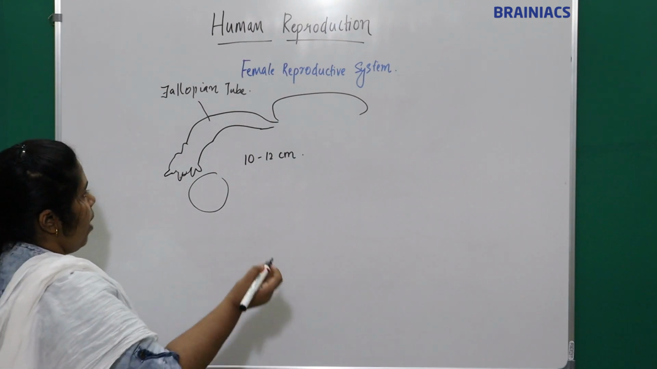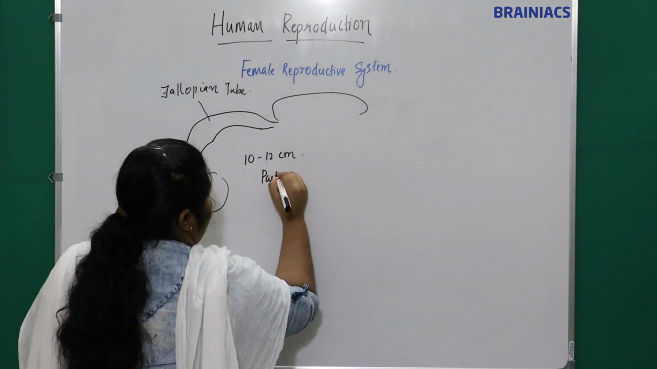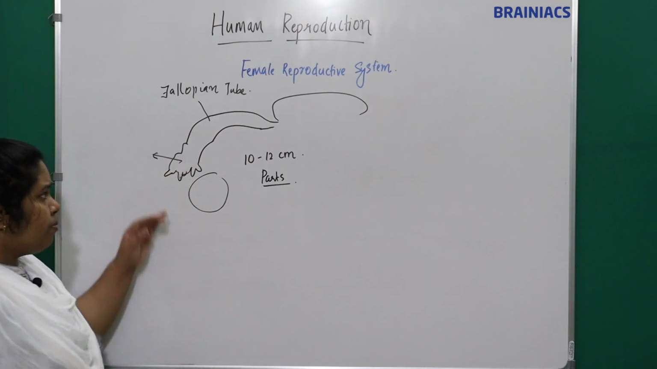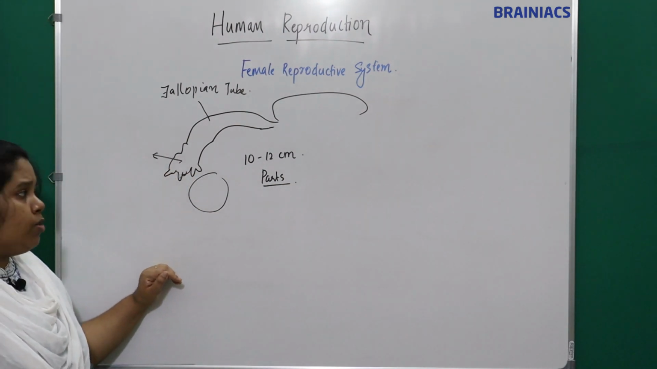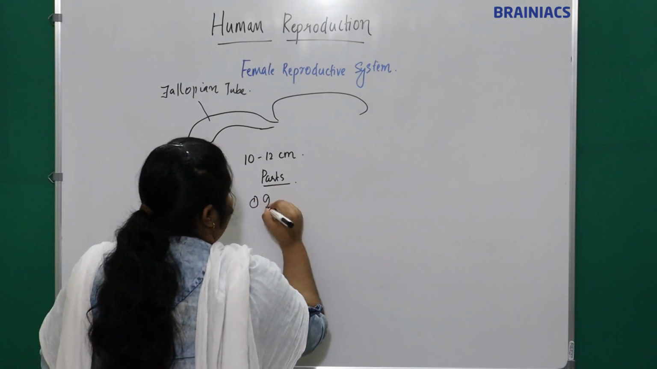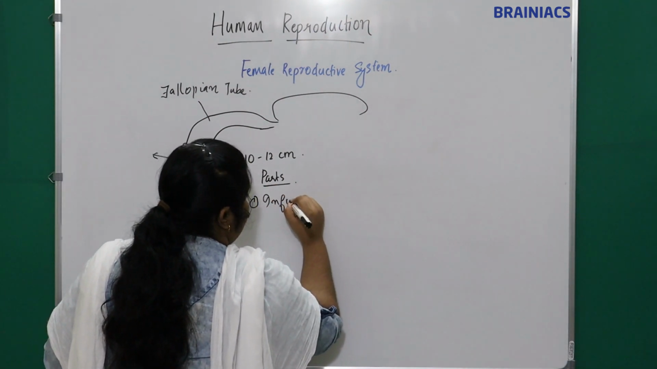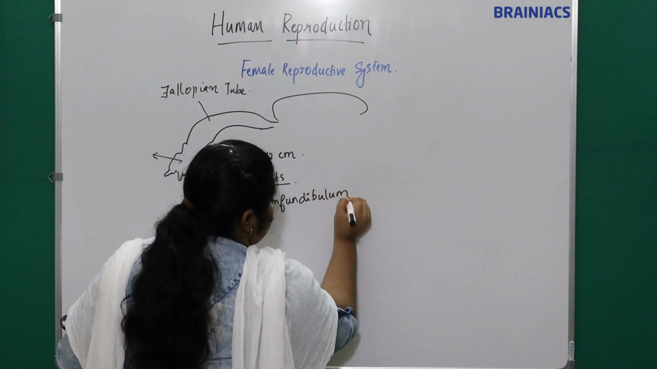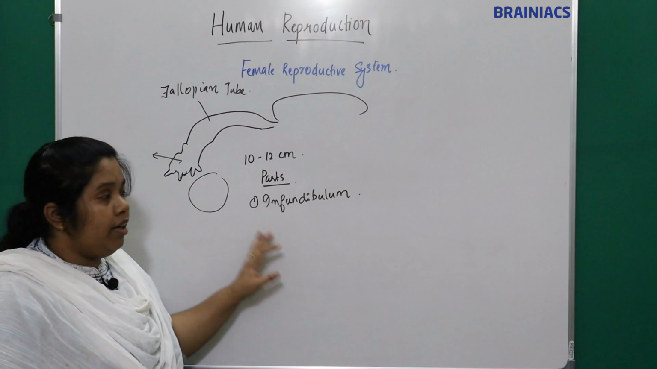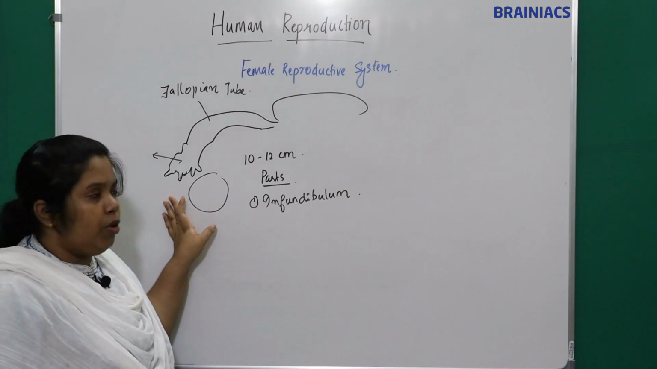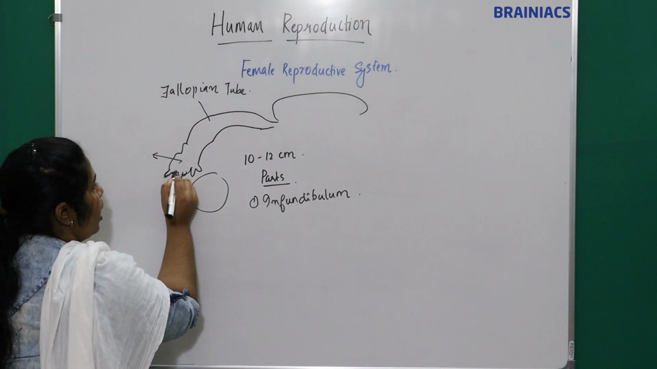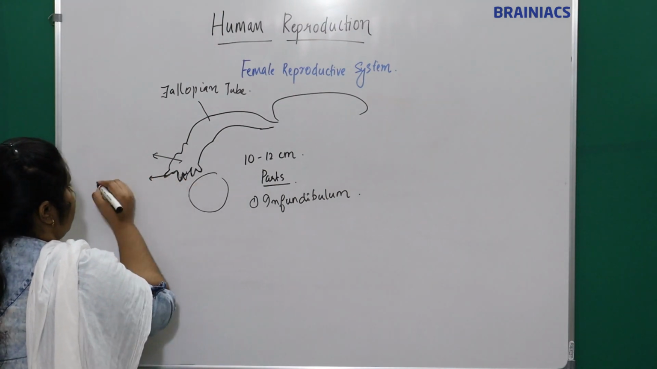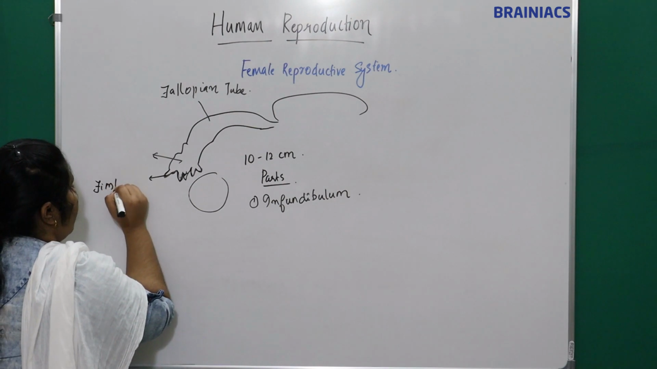Now coming to the parts of the fallopian tube. The part present near the ovary is called the infundibulum. The first part near the ovary is called the infundibulum. In the infundibulum, you can see some finger-like projections. These are called the fimbriae.